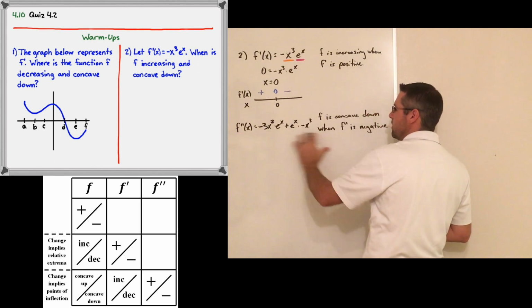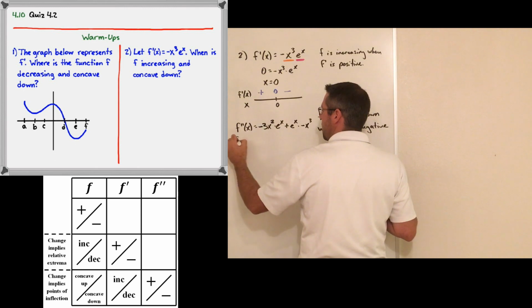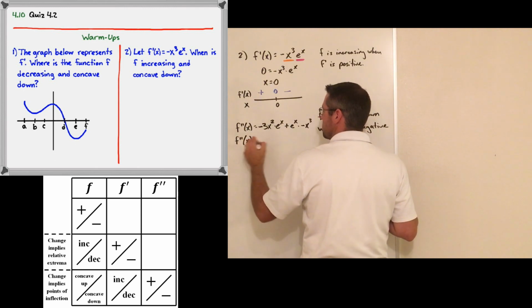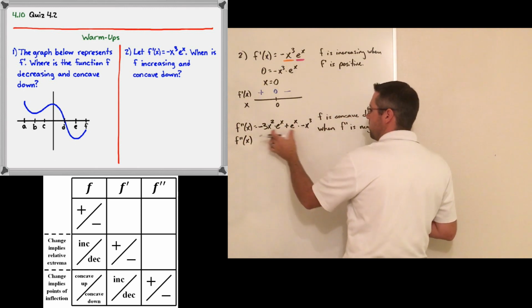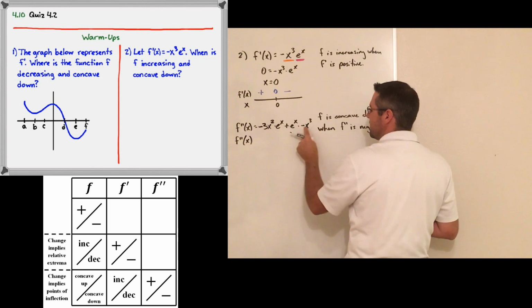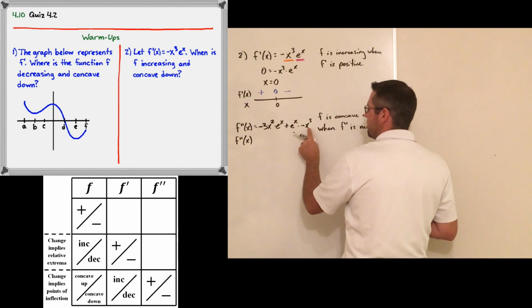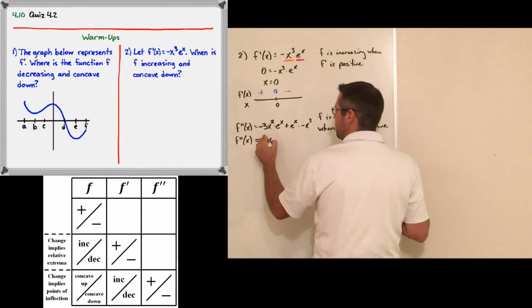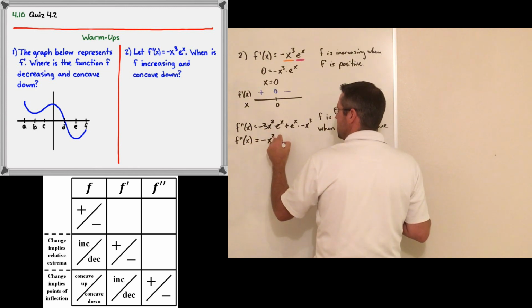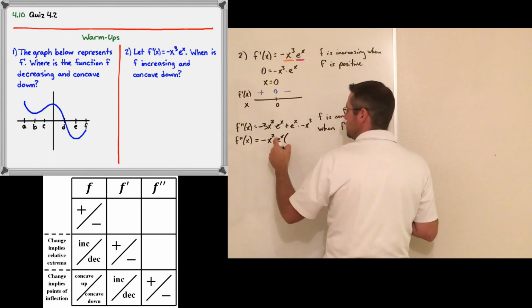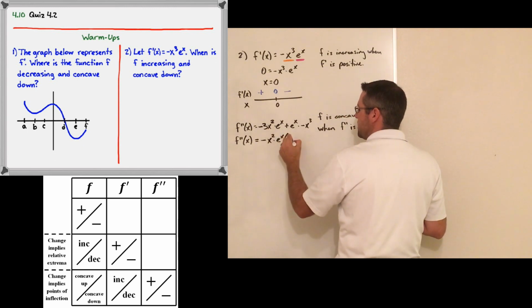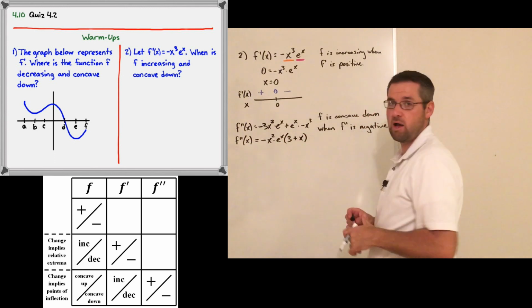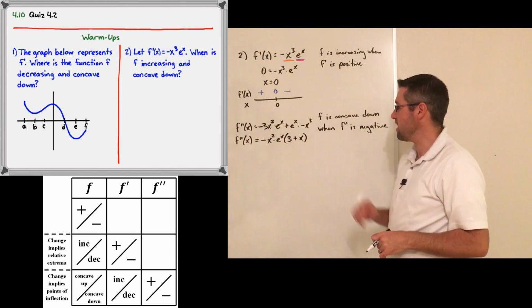Okay, so I'm going to clean that up a little bit. First, I'm going to factor. I notice in both of these terms, I have a negative that I can factor out, an x squared that I can factor out, and an e to the x that I can factor out. So this is going to say negative x squared times e to the x, and then times, we have a 3 left over here, and a positive x left over there. So there's my f double prime function, and it's already factored for us.